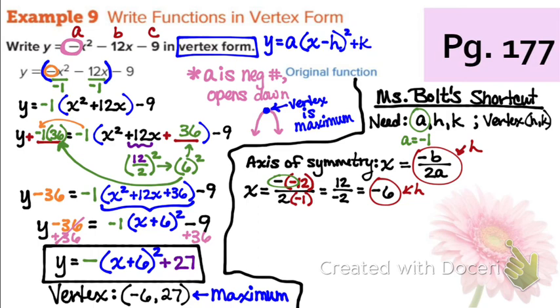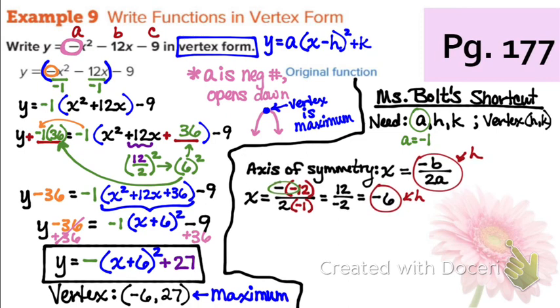A is -1. H I now know is -6. What's the last piece I need? I need K. Does anybody remember how to find K? Don't you use 6 and then put it in for x? Yep. We're going to substitute it in for x. So we're going to take this H, we're going to sub in for x to find K.